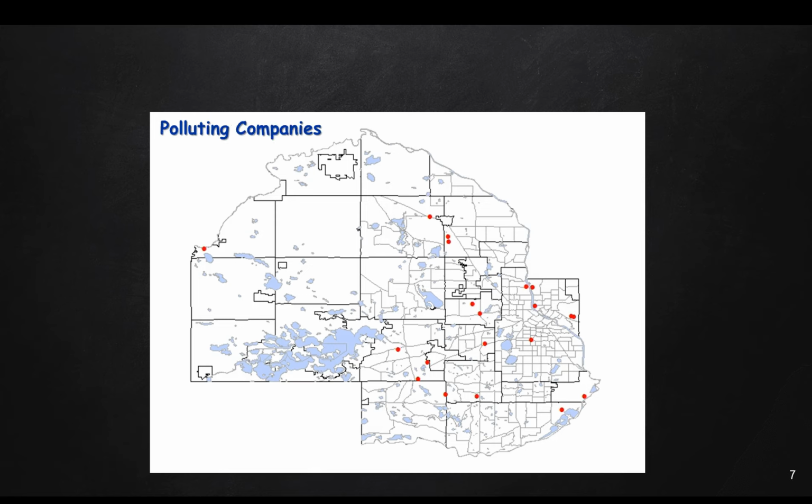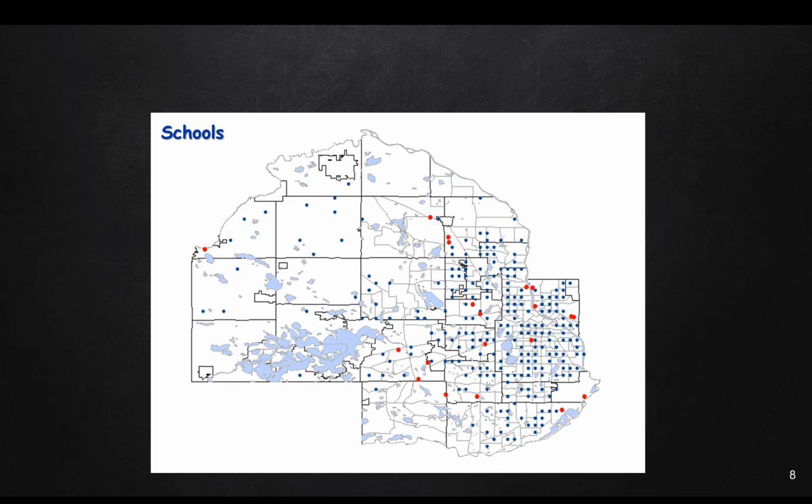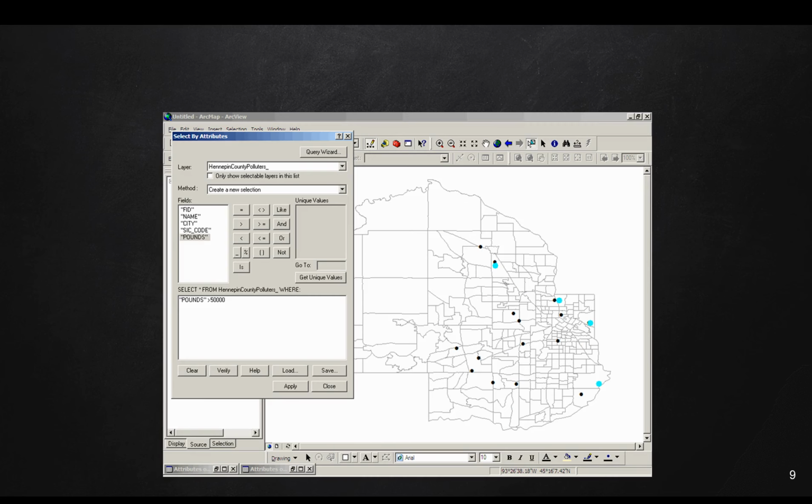The next thing we want to put on here is our polluting companies. They are identified as a layer in red, these red dots. And the next thing we want to put on here is our schools, since we wanted to know which companies are polluting within a 2-mile radius of schools. On a side note, this user interface is from ArcMap, so it's going to look quite different than what we're using in this class, which is ArcGIS Pro. However, we will use ArcMap later in one lab assignment.